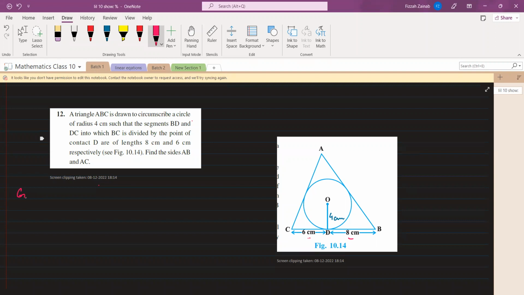So write down whatever is given here. BD is equal to 8 cm. CD is equal to 6 cm. OD is equal to 4 cm. This is given. To find AB and AC. Solution.